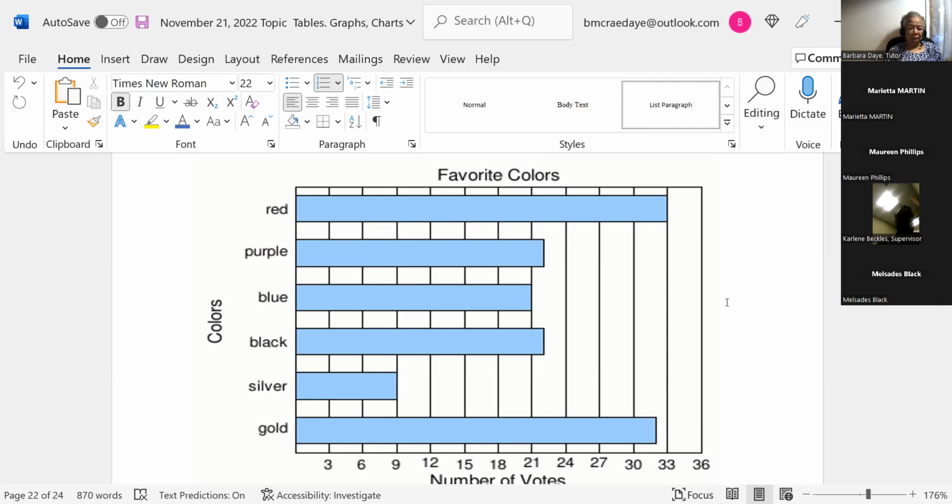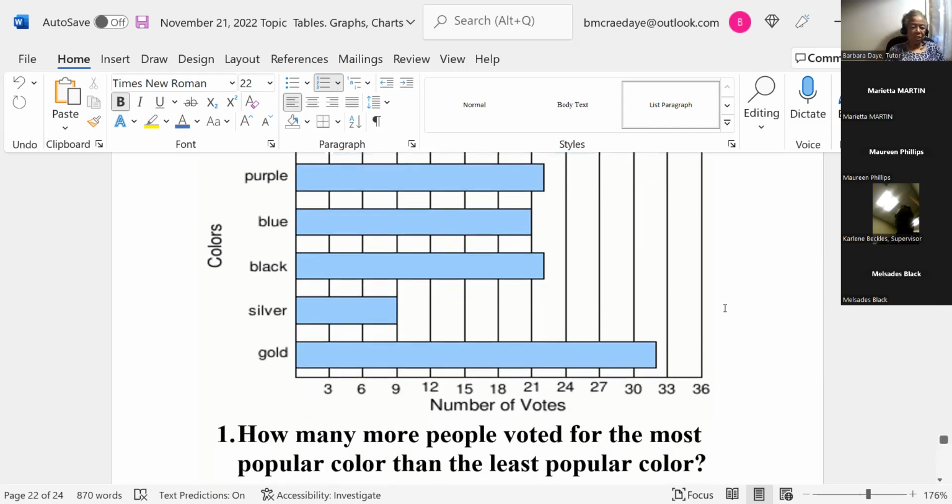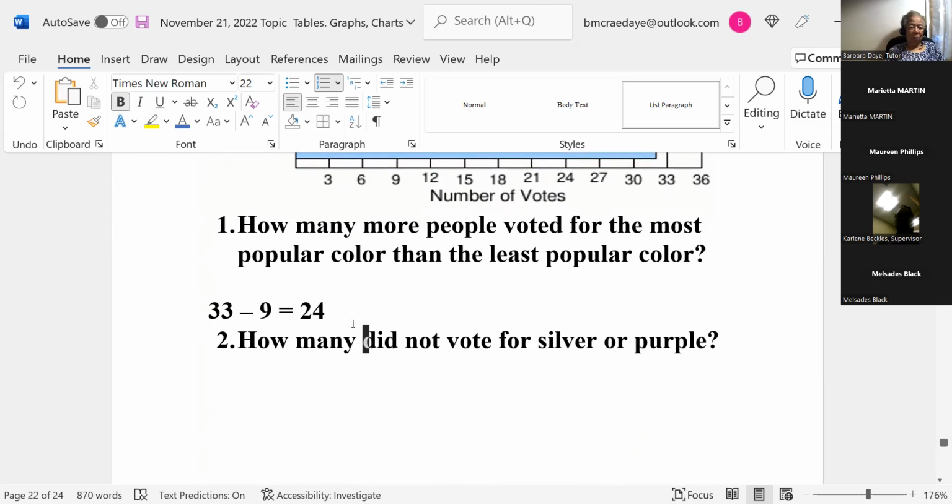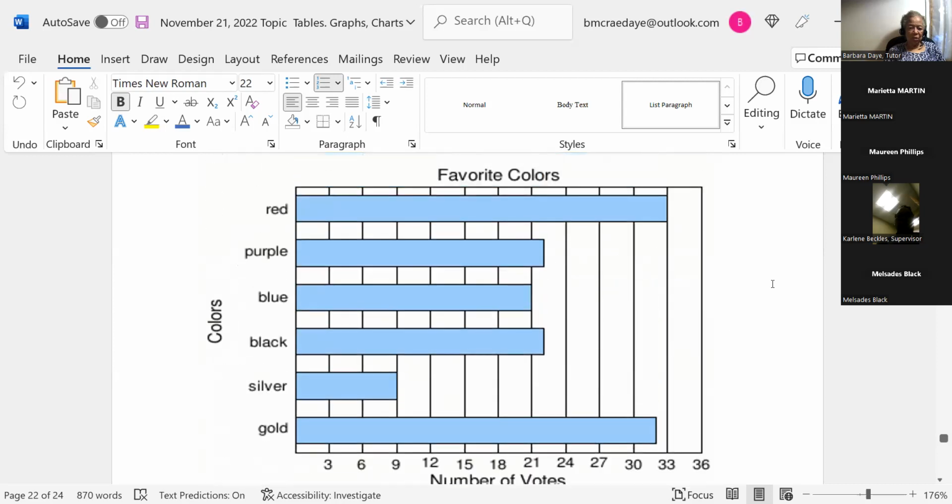Okay, Marietta, let's go back. The question asked, how many did not vote for silver or purple? So what you need to do is look at the graph. Don't add purple. Don't add silver. So you add up the other colors. Red is what, Marietta? Red is 33. Right? And we're not doing purple. What is blue?